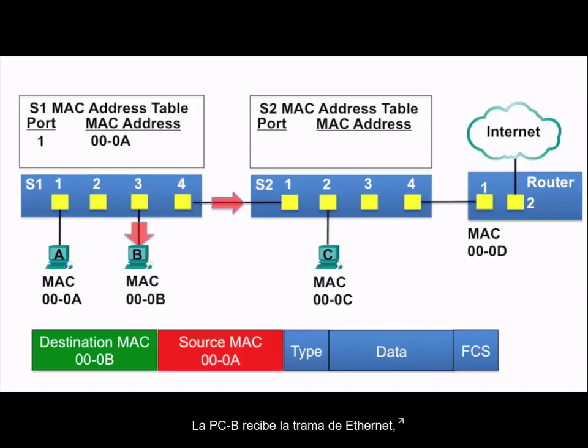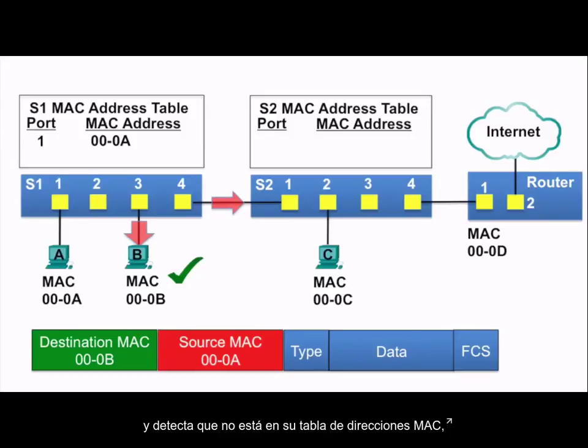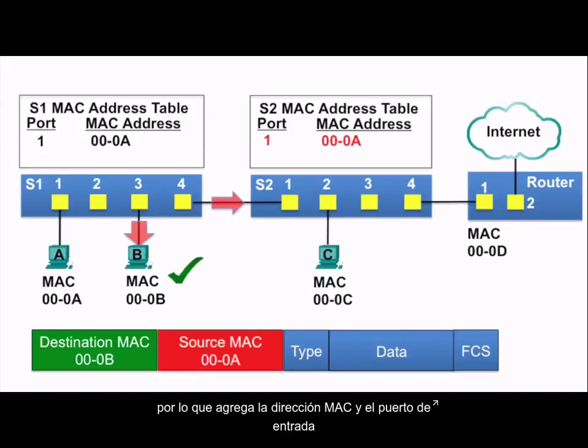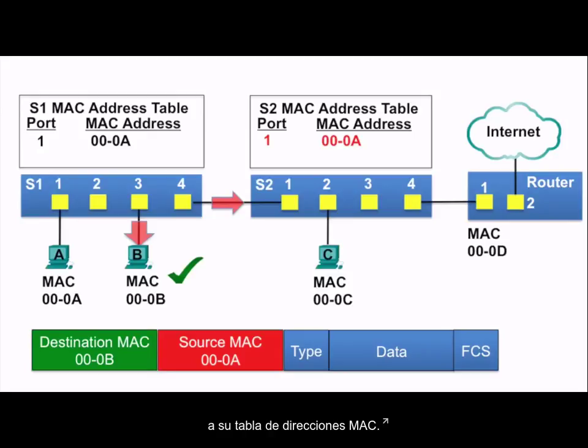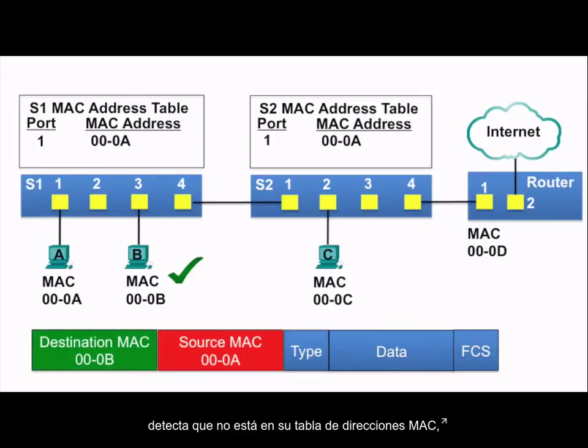PCB receives the Ethernet frame, examines the destination MAC address against its own MAC address, and notices that that is a match and receives the rest of the frame. The Ethernet frame continues to be forwarded to switch S2. Switch S2 examines the source MAC address of the frame and notices it is not in its MAC address table, so it adds the MAC address and the incoming port to its MAC address table. Next, switch S2 examines the destination MAC address, notices that it is not in its MAC address table, so it floods it out all ports.